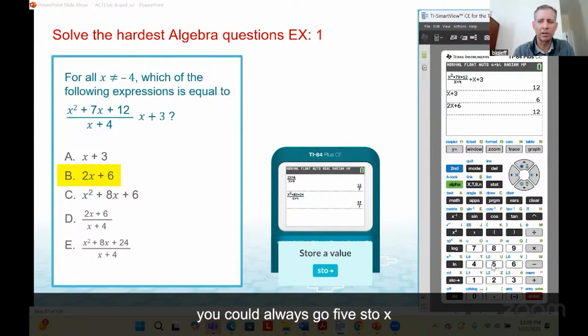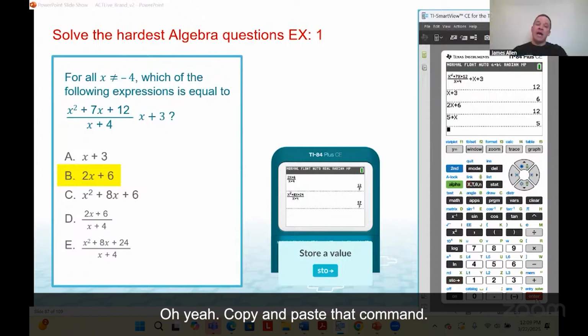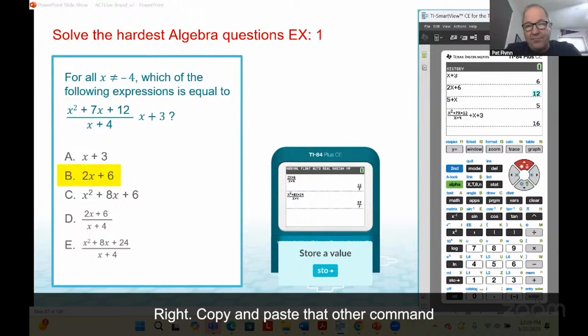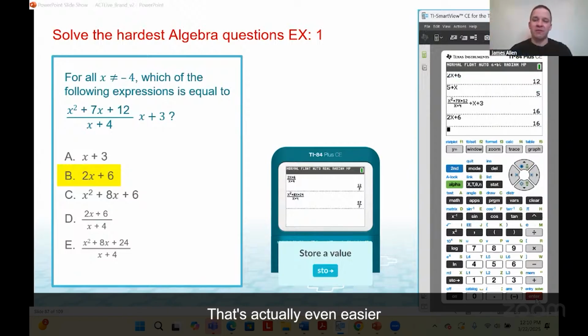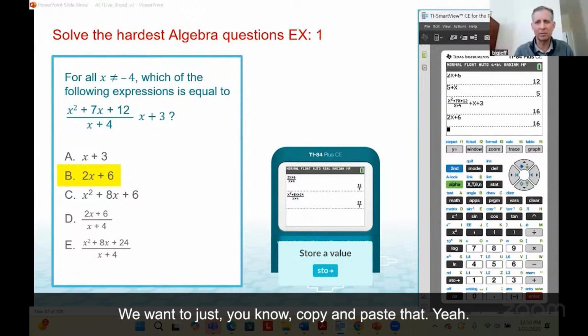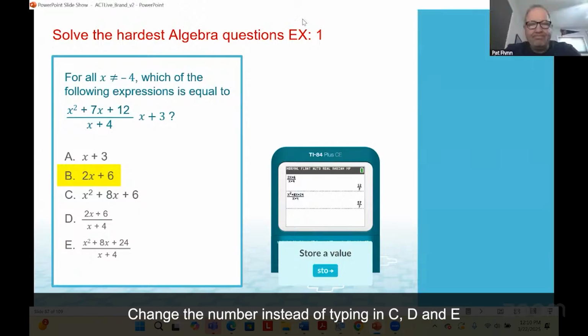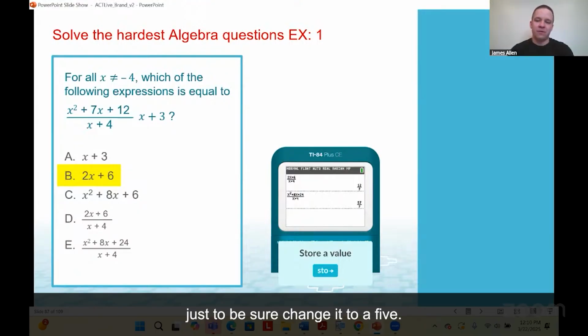If you wanted to be sure, you could always go 5, store, x, store a different value for x, copy and paste that command, copy and paste that other command, and see if they're still equal. They are. I know I got the right answer now. I love that. That's actually even easier than trying the other ones because of that copy-paste feature, since we've already got it typed in. We might as well just copy and paste that, change the number instead of typing in C, D, and E just to be sure. Change it to a 5, recalculate it, good to go. I like that. That was smart.